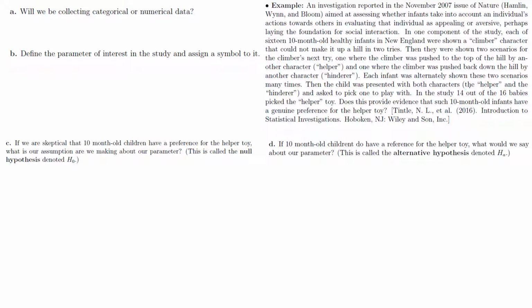So remember when we're deciding what type of data we're working with, we want to think about, if I am the one recording the data, what am I writing down? Am I writing down numerical values, or some sort of description of what category the person's in? In this case, the child either chose the helper or chose the hinderer. So I'm writing down helper or hinderer on my data sheet. That tells me that this is definitely categorical data.